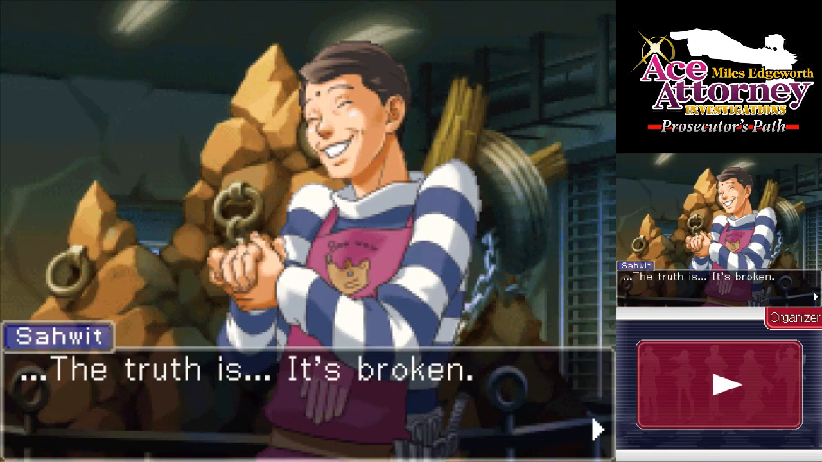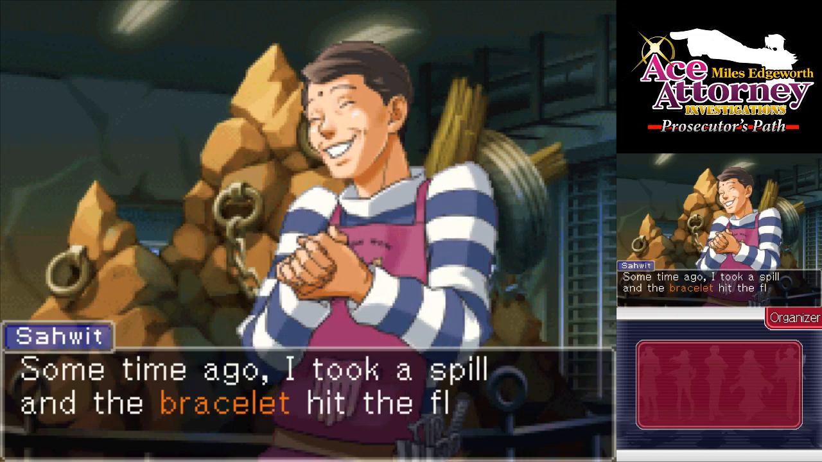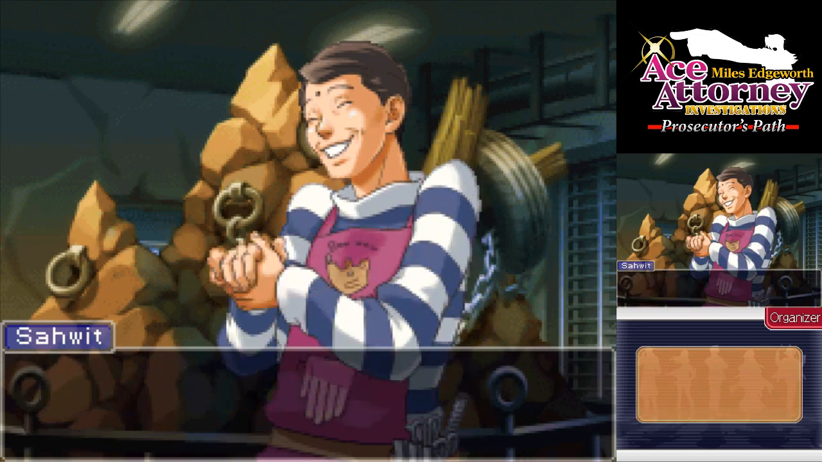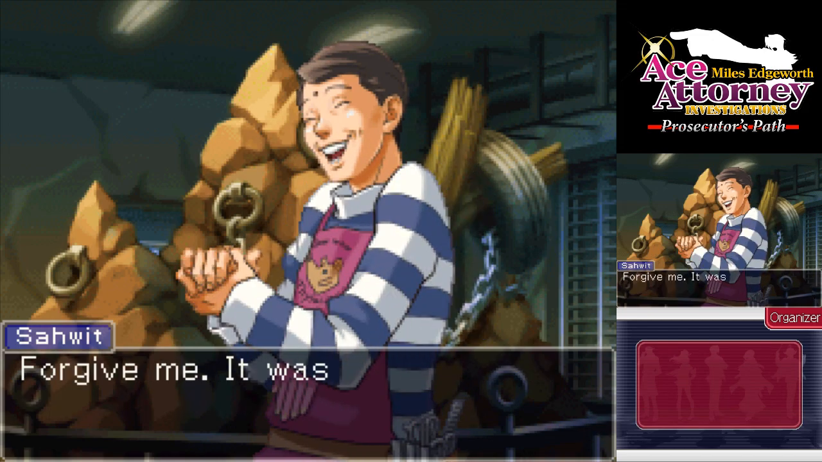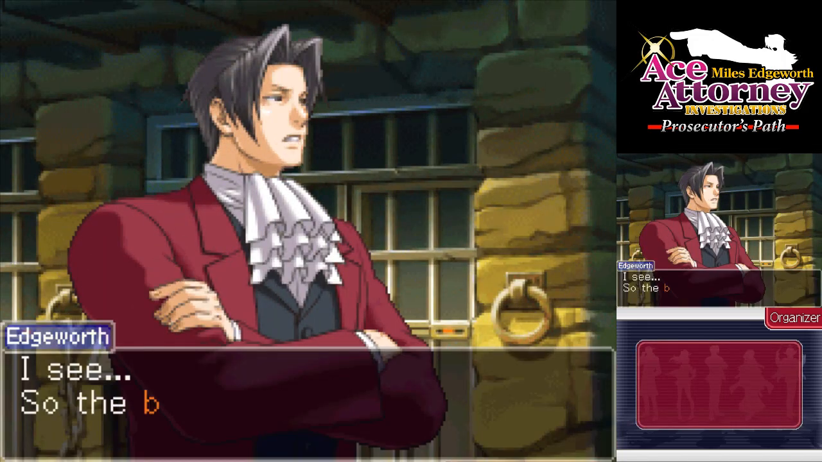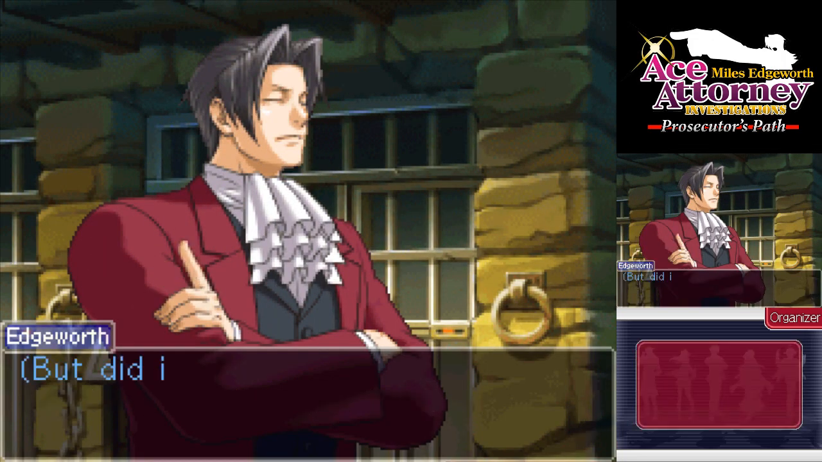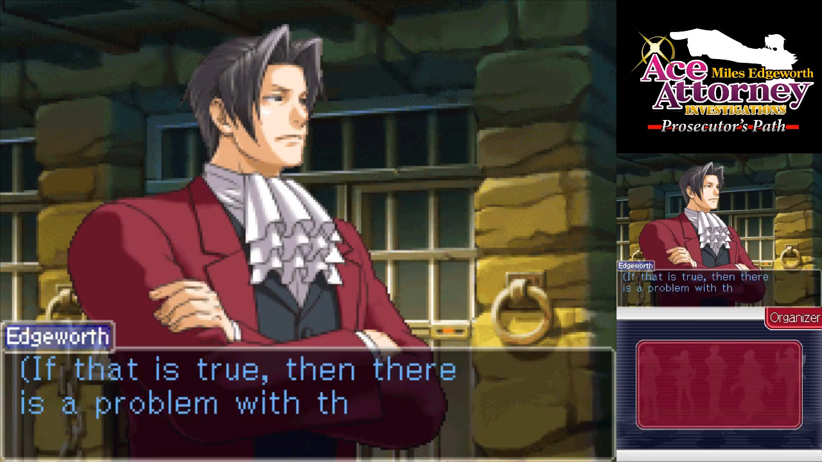The truth is, it's broken. Broken? Some time ago, I took a spill and the bracelet hit the floor with a loud bang. Ever since then, it has not been able to activate the sensor. Forgive me, it was so convenient I didn't want to report it. I see. So the bracelet was broken. But did it really break so easily? If that is true, then there is a problem with the prison security.